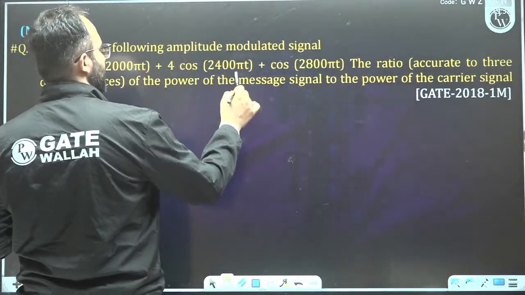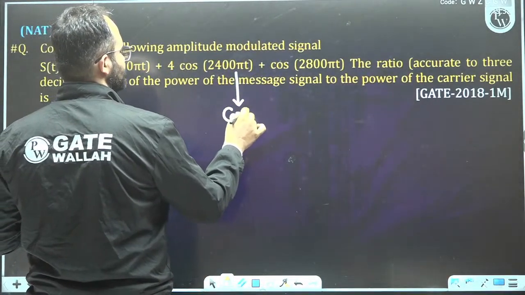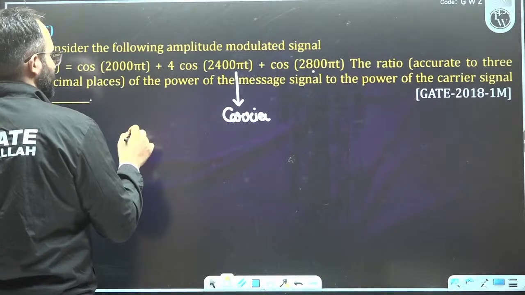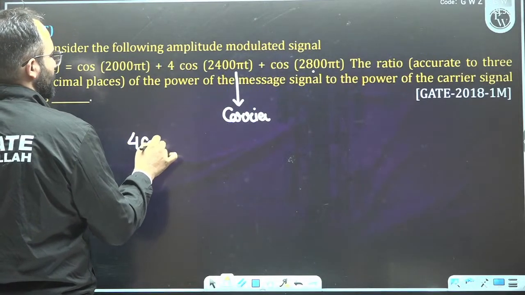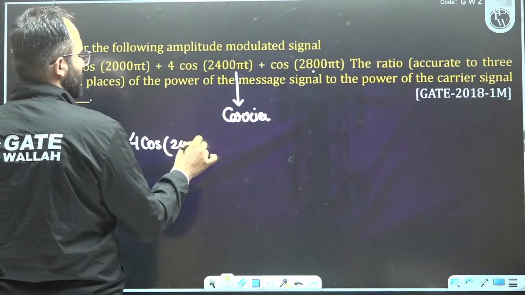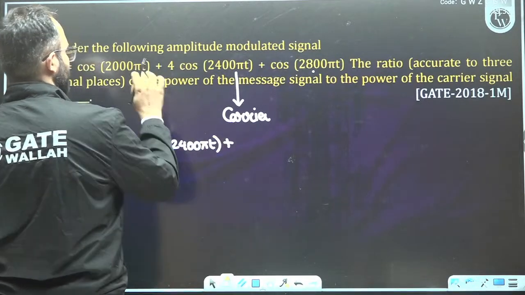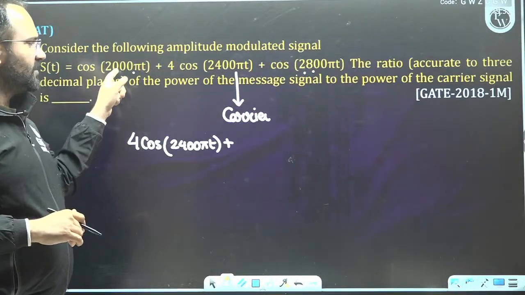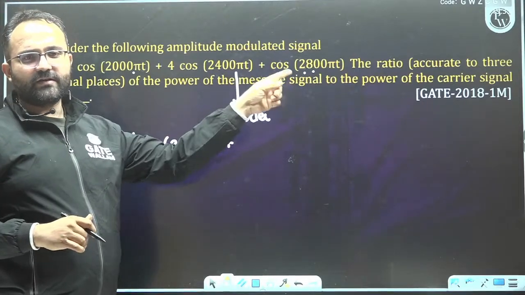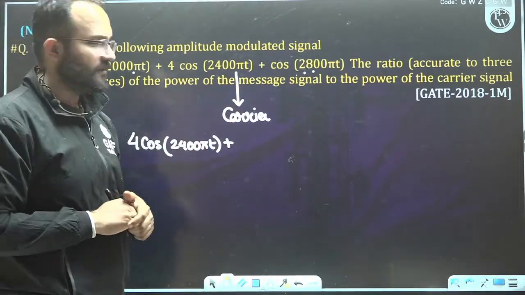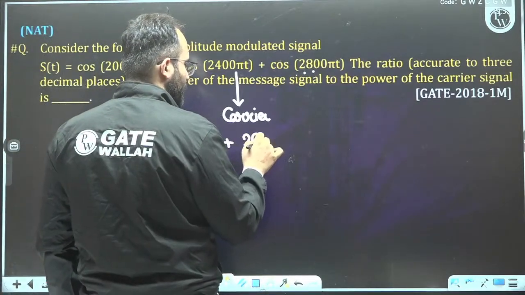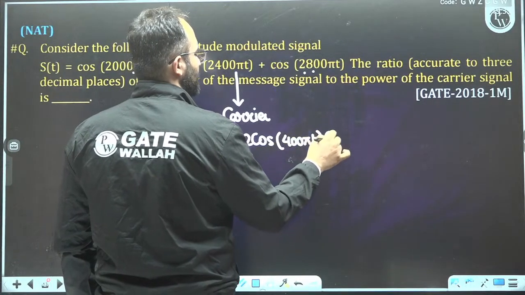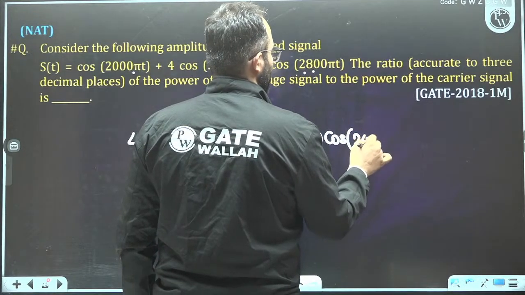Okay, we can see that this is the carrier, right? And this is the frequency upwards and this is the frequency downwards. So we can see that this will become 4 cos of 2400 pi t. We can combine these two. Okay, we can write this term as 2400 minus 400 and we can write this as 2400 plus 400. Okay, so this will become 2 cos of 400 pi t cos of 2400 pi t.